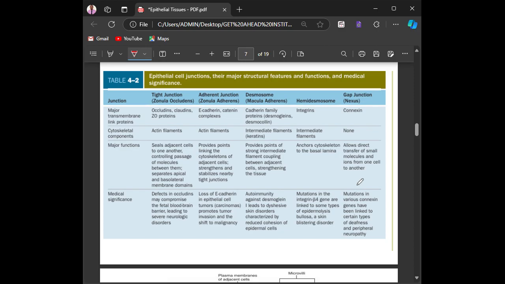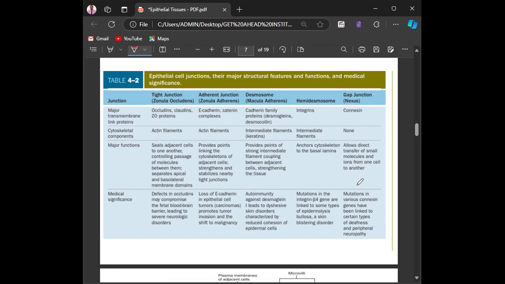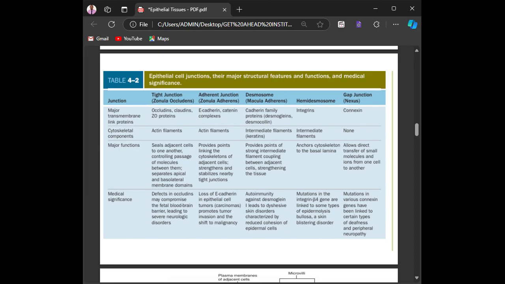Okay, so in the previous class, we ended by talking about surface specialization as far as epithelial tissue is concerned.